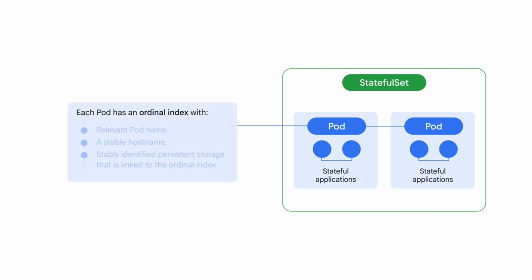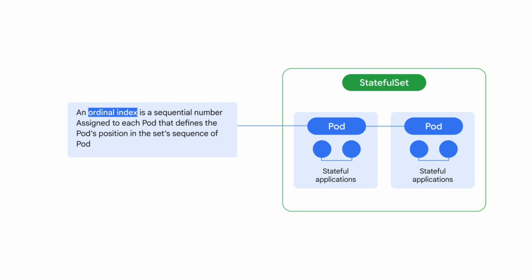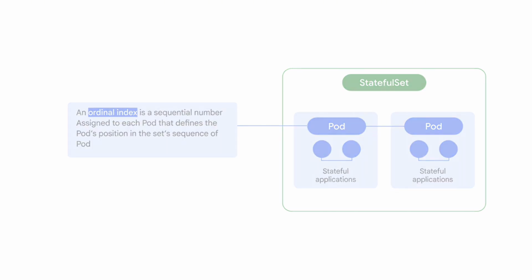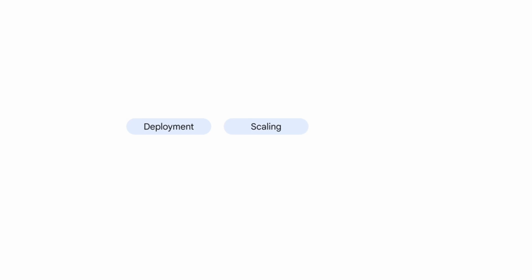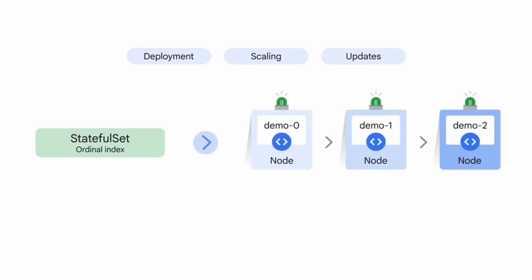Each pod in a stateful set has an ordinal index with a relevant pod name, a stable host name, and stably identified persistent storage that is linked to the ordinal index. An ordinal index is a unique sequential number that is assigned to each pod in the stateful set. This number defines the pod's position in the set's sequence of pods. Deployment, scaling, and updates are ordered by using the ordinal index of the pods within a stateful set.